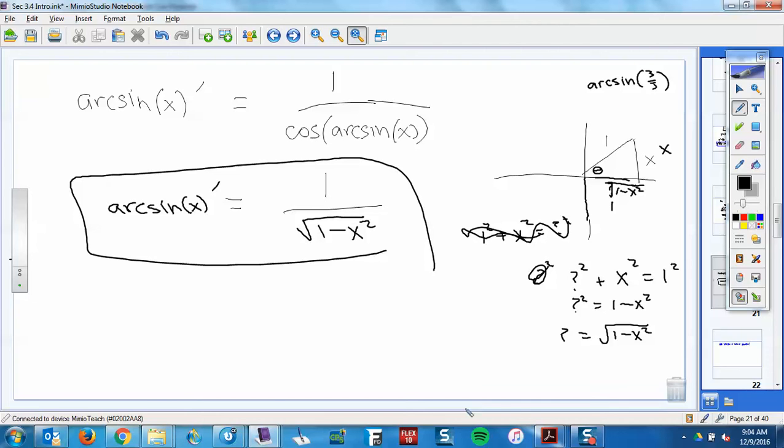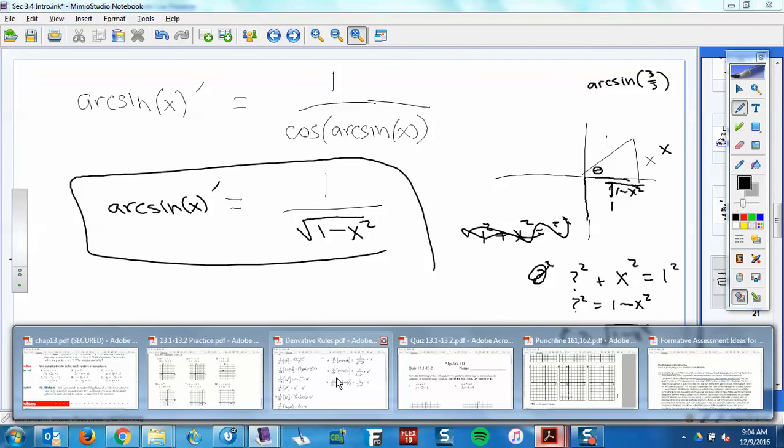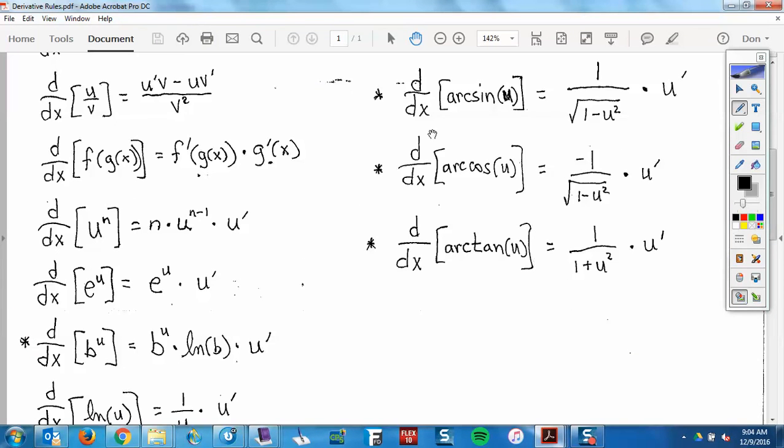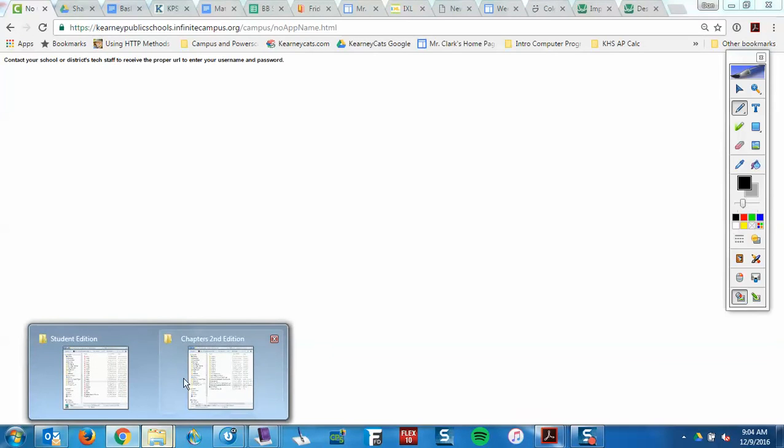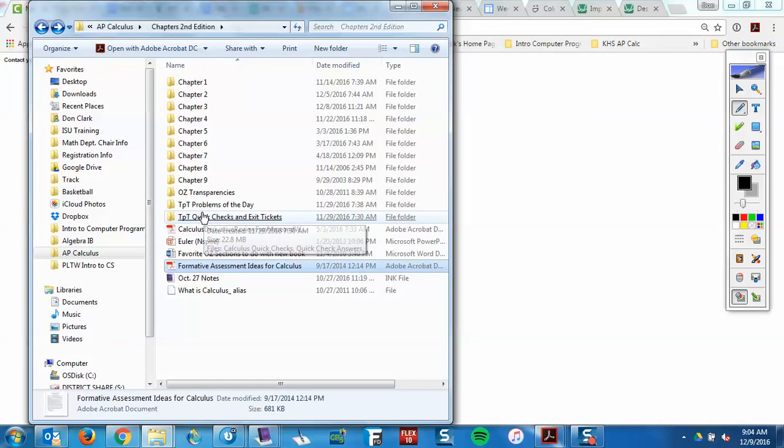So that's where the rule comes from. Bottom line, a little bit of review of inverse functions, but the bottom line is we just have to know these rules. Now, where is that problem? I'm going to show you that real quick, then we'll do a couple quick examples.